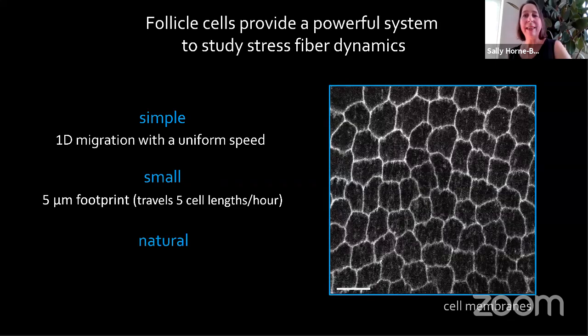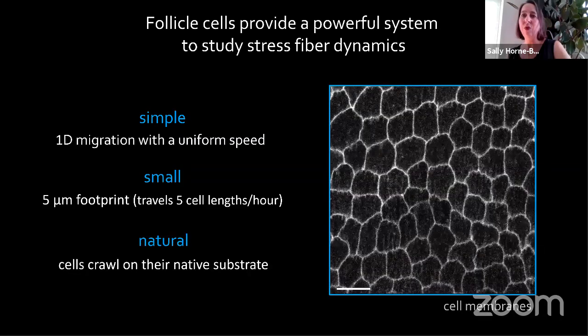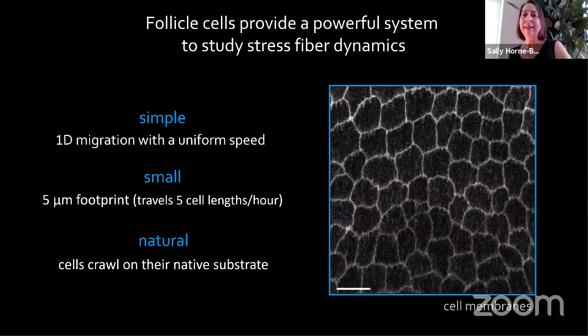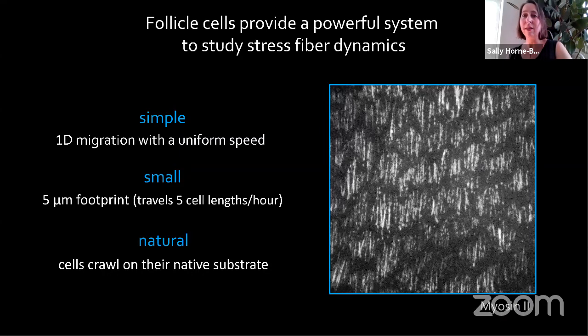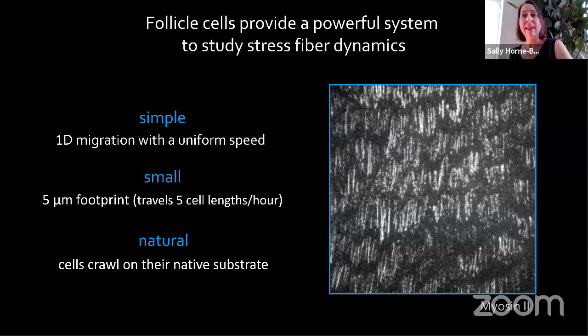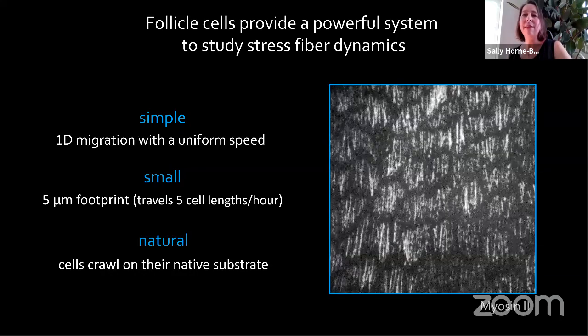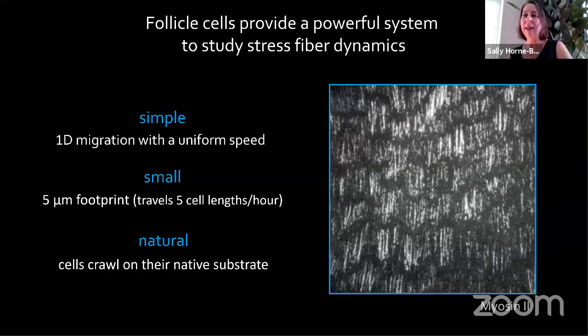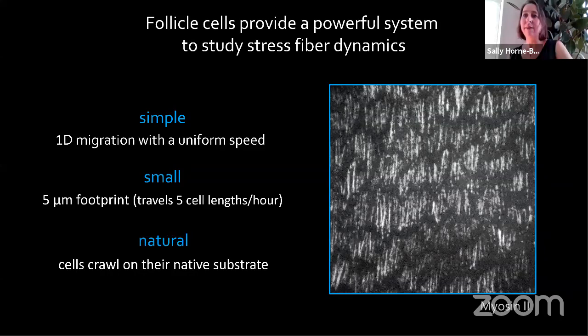And then ultimately, this system is natural. These cells are crawling on their native substrate. So when I show you these dynamics of what myosin looks like on the stress fibers, we feel very confident that what we're looking at is a natural process and that it may in fact represent a general paradigm for how stress fibers are remodeled in migrating cells in vivo.